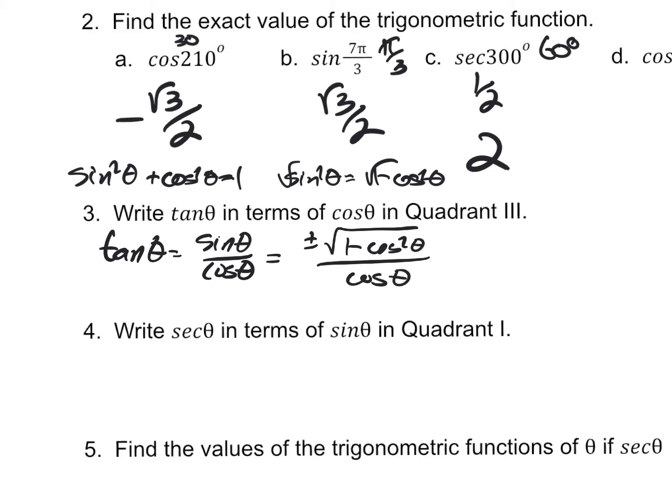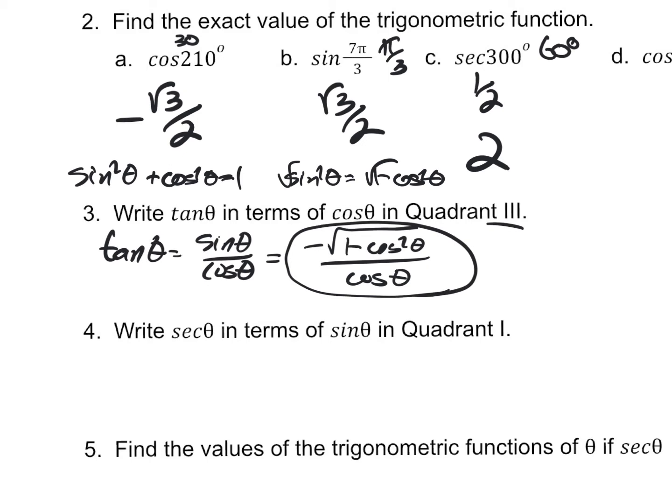Right now, because it tells me quadrant 3, and in quadrant 3 cosine is negative, my sine's negative as well. So I'm going to change that plus or minus and just put a minus right there. And there is tangent in terms of only cosine in quadrant 3.